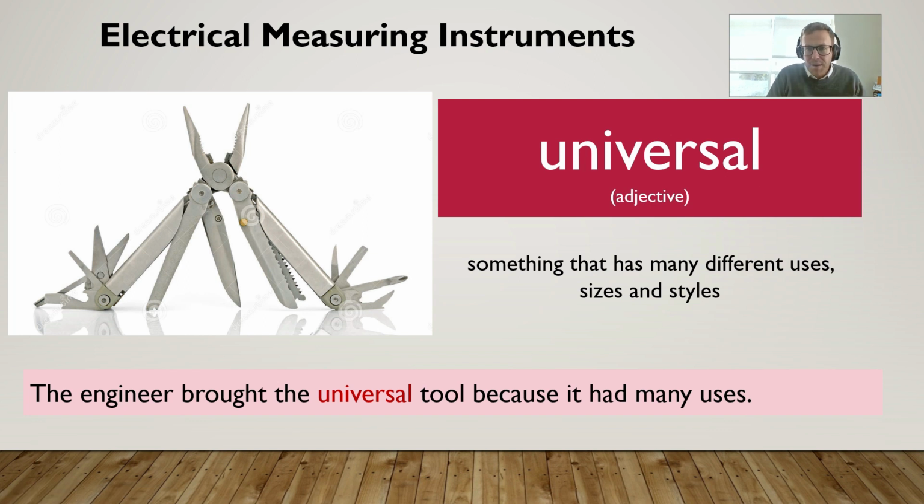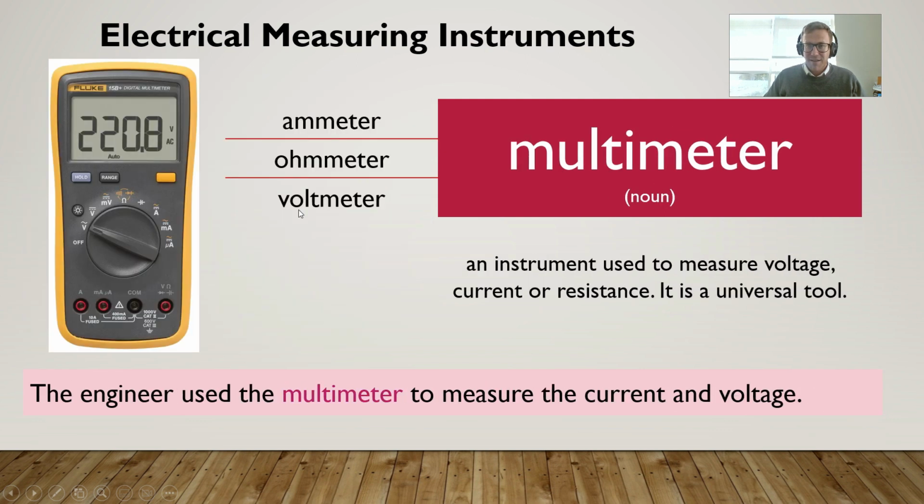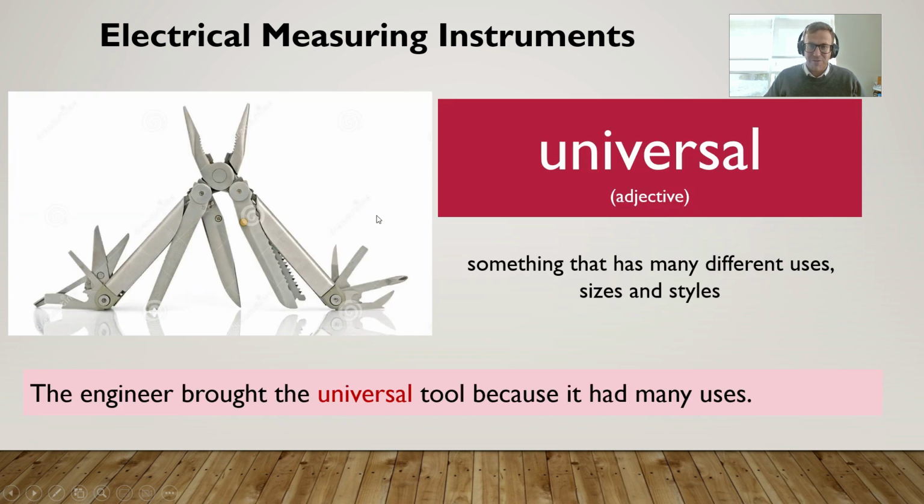Universal. This is an adjective to describe something that has many different uses, sizes and styles. The picture shows a tool which is universal, but for example earlier we had the multimeter that is many different things. This is also a universal thing. So universal describes many different uses. For example, the engineer brought the universal tool because it had many uses.